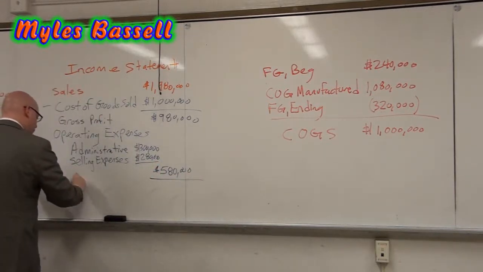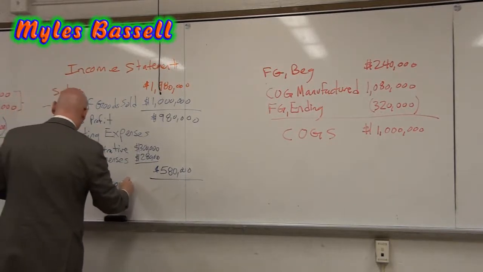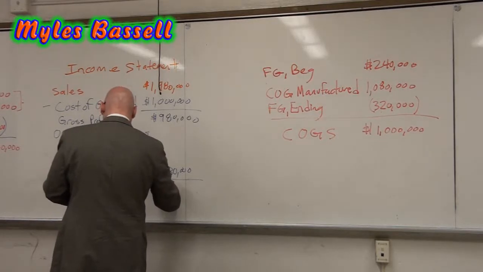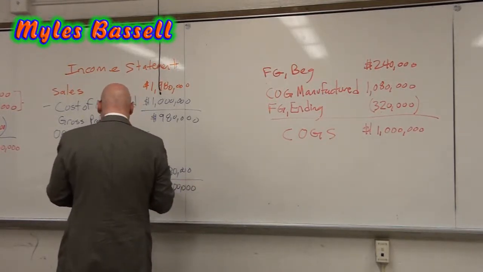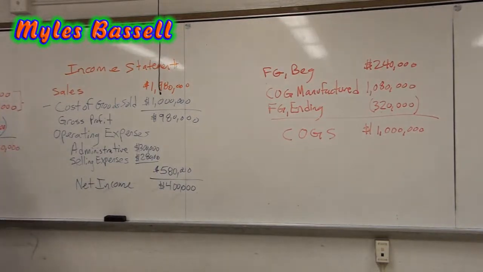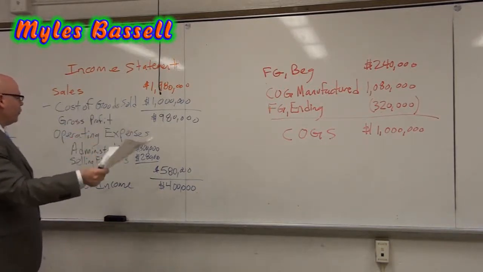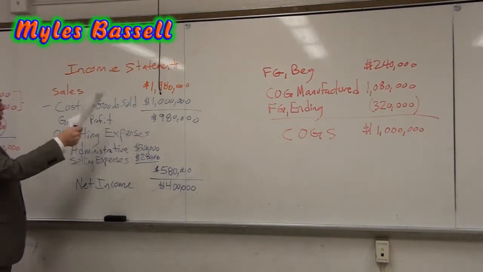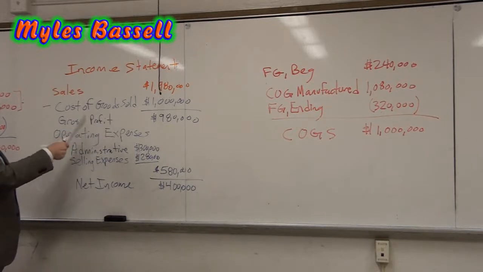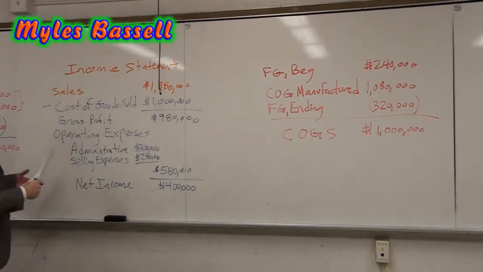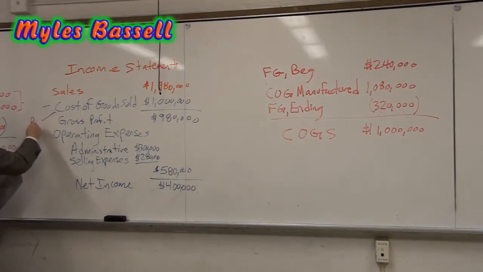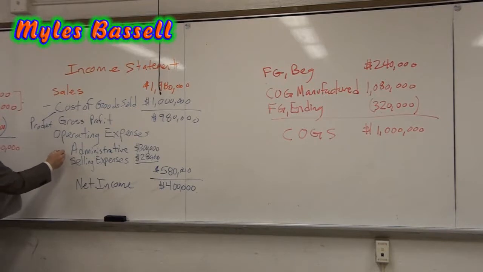That means that our net income is $400,000. So we had sales of almost $2 million, and after taking into account the cost to make the product that we sold, the cost of goods sold, and our selling, general and administrative expenses, remember, this is our product cost. This is our period costs. So these are our manufacturing costs. These are our non-manufacturing costs. Our net income is $400,000.